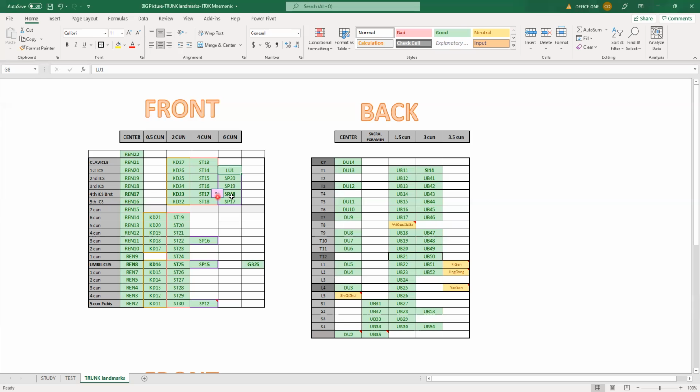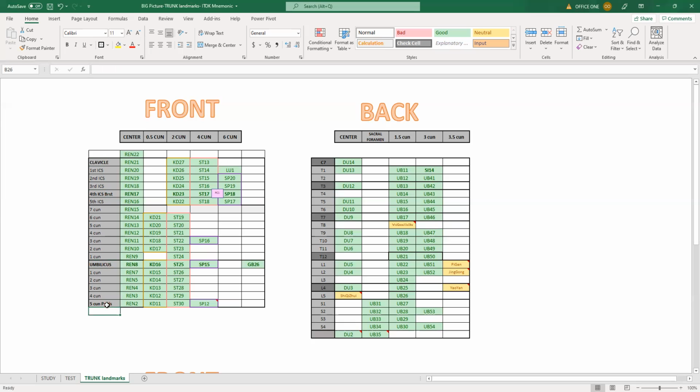4th intercostal space. So now that you know you memorized the first and the last one, now you just have to memorize the ones that are here at the level of the umbilicus, the level of the 4th intercostal space, which is the nipple line, and the level of the clavicle. So you only have to memorize these numbers, okay? The ones that are on this line.